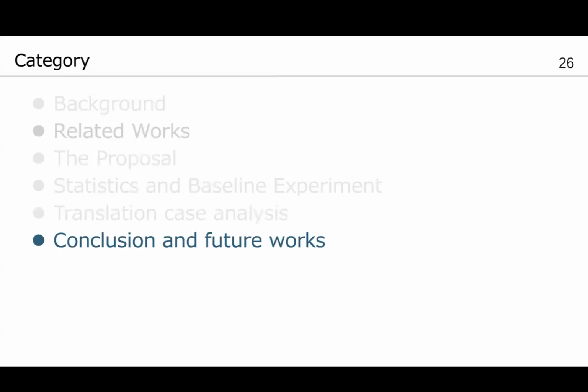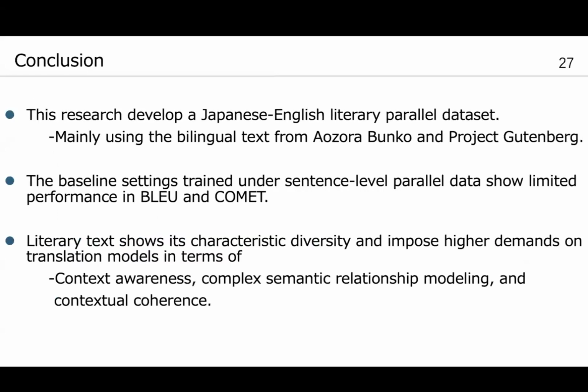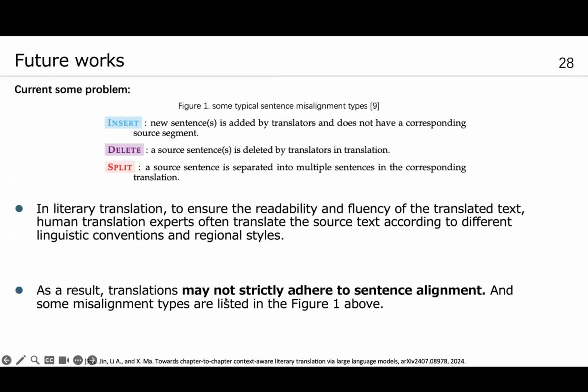And here comes the conclusion. This research developed a Japanese English literary parallel dataset, mainly using the bilingual data text from Aozora Bunko and Project Gutenberg. And second, the baseline settings trained under the sentence level parallel data show limited performance in BLEU and COMET score. And third, literary text shows its characteristic diversity and imposes higher demands on translation models in terms of discourse level phenomena.